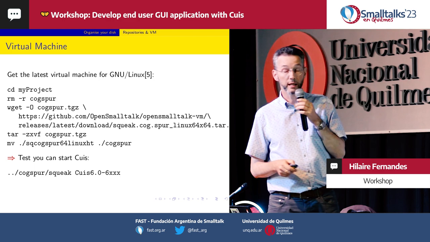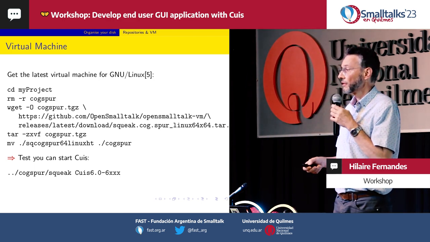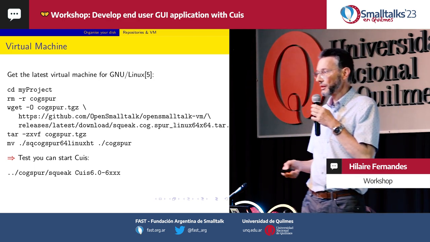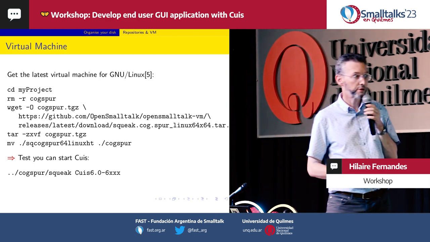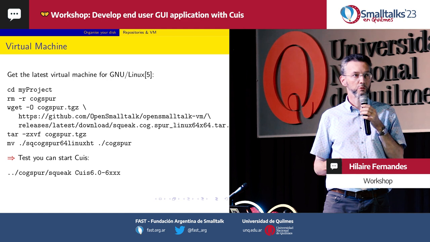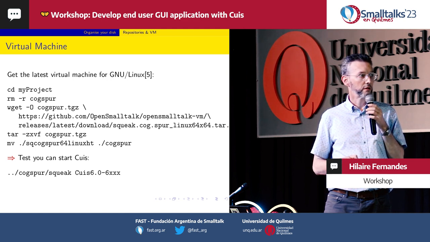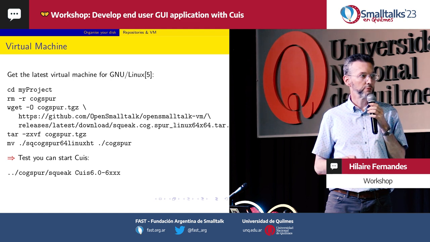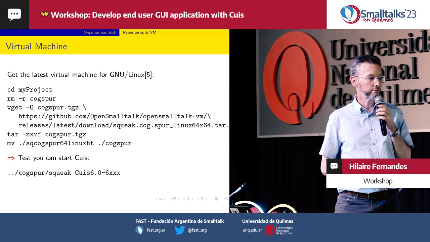Next, you need to fetch a virtual machine to get your system running. Again, I took this information from the Cuis website. Still in your project, if you have an old machine, you can remove it. Then you just get the latest one. Just rename the folder name of the virtual machine.